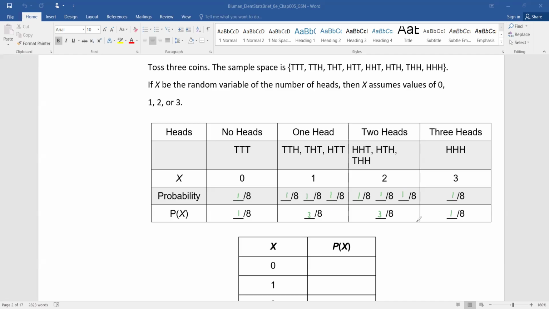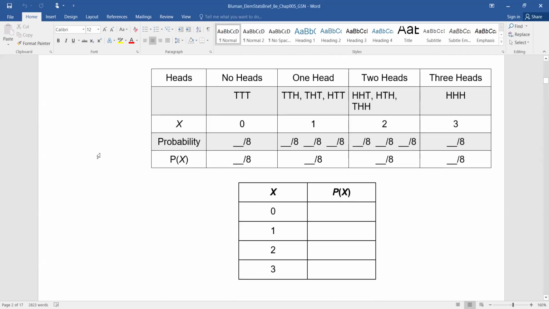As we work through this, we take those probabilities and now we can go to our chart. What we can see is, again, 0 heads was 1/8, so a 1/8 chance. Then we have a 3/8 chance of getting 1 head, a 3/8 chance of getting 2 heads, and a 1/8 chance of getting 3 heads.